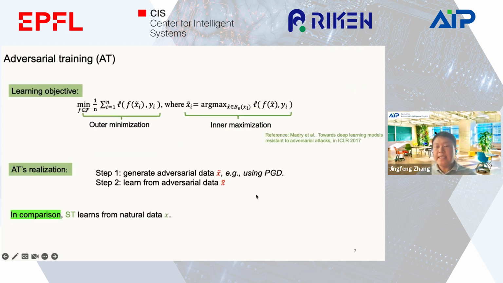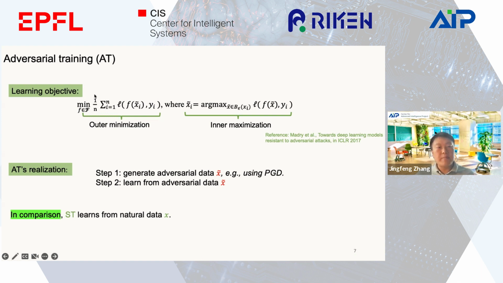The learning objective of adversarial training is a min-max formulation. Inside, there's a maximization. We commonly use PGD to generate the adversarial data within the null-ball. Outside, there's a minimization, where we find a classifier to fit those generated adversarial data.